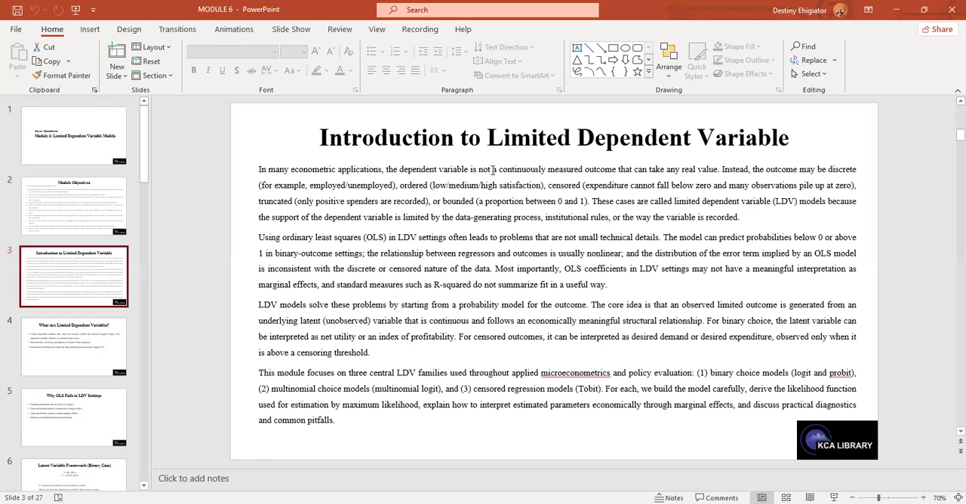Using ordinary least squares, OLS, in LDV settings often leads to problems that are not small technical details. The model can predict probabilities below 0 or above 1 in binary outcome settings. The relationship between regressors and outcomes is usually nonlinear, and the distribution of the error term implied by the OLS model is inconsistent with the discrete or censored nature of the data. Most importantly, OLS coefficients in LDV settings may not have a meaningful interpretation, as marginal effects and standard measures such as R-squared do not summarize fit in any useful way.